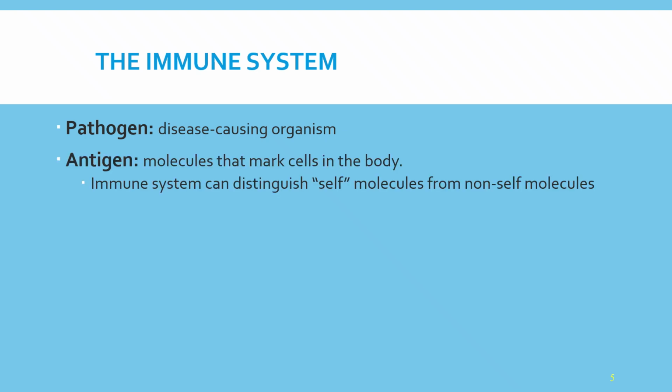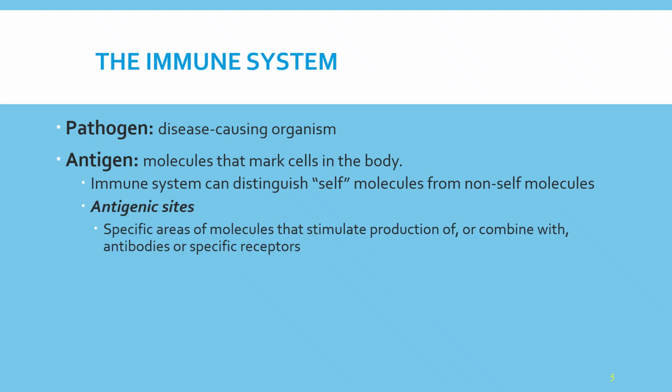An antigen is a molecule that marks cells in the body. We typically call this opsonization, and I should have put this term on the screen, but you'll definitely hear it again throughout the semester. But essentially, antigens have the ability to kind of label cells so that the immune system can distinguish self molecules from molecules that do not belong to self.